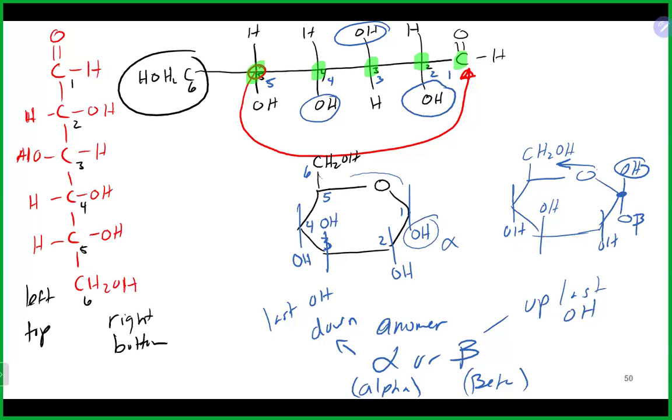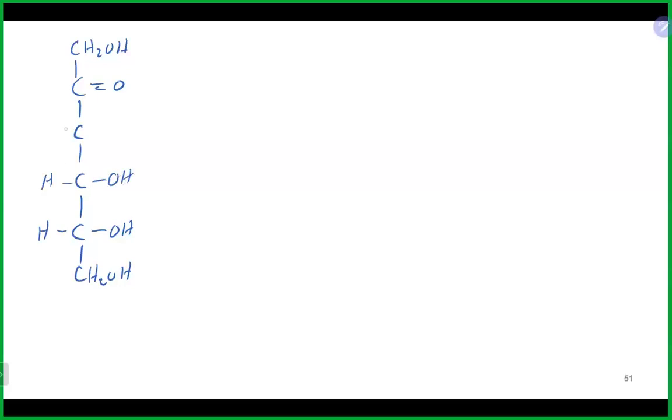Other questions? All right, why don't you try one here to finish up on? Let's just try this one here to finish up. All right, why don't you draw, let's go beta. Draw the beta anomer of this guy. See what you come up with.